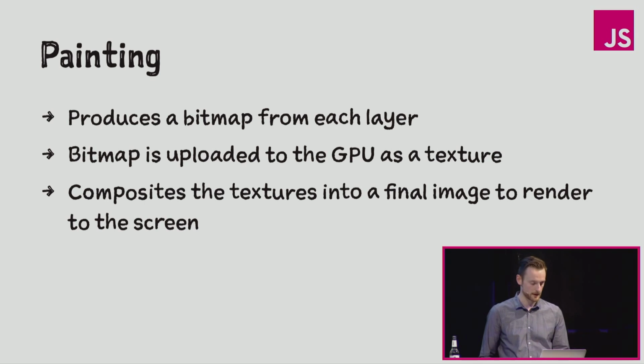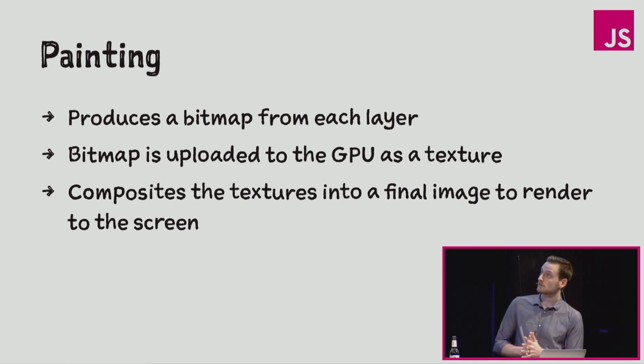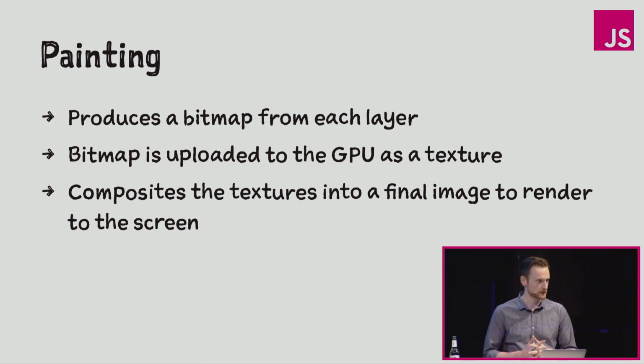So it'll take that bitmap, which is just like a JPEG, upload it to the GPU and create what's called a texture. And then those textures will be composited into a final image, and that's what actually gets displayed on the screen. It's not actually individual bits. It's kind of like a bunch of images that get put together and put on the screen.